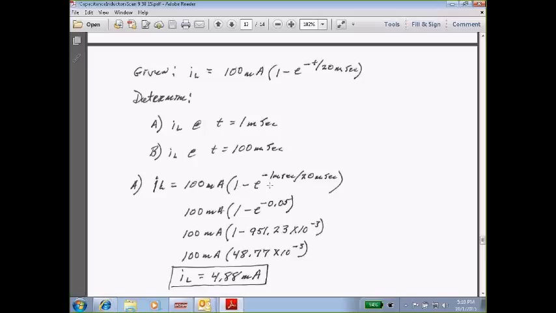So we plug in what we know here. Minus 1 millisecond over 20, that's minus 0.05. e raised to that gives me 951.23 times 10 to the negative third. 1 minus that gives me 48.77 times 10 to the negative 3. Then times my 100 milliamps, I come up with 4.88 milliamps. So in 1 millisecond, my current is now 4.88 milliamps.